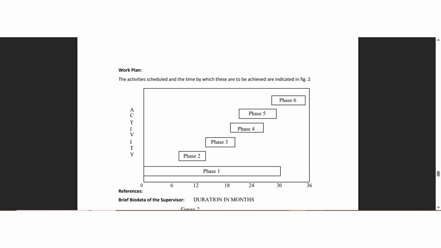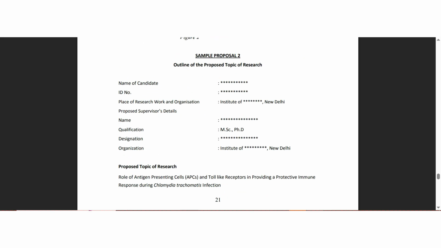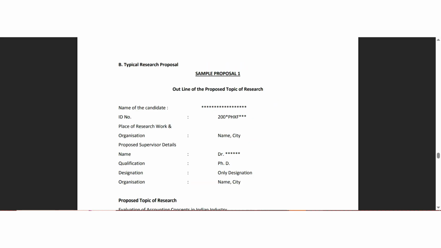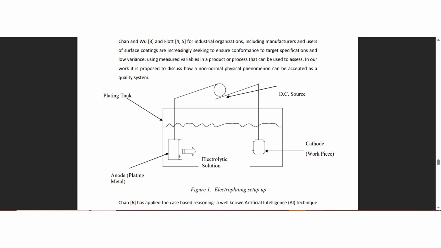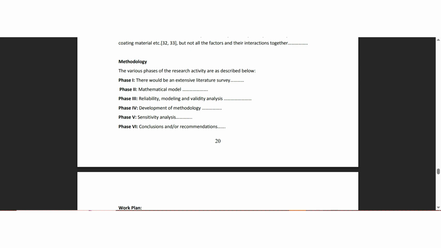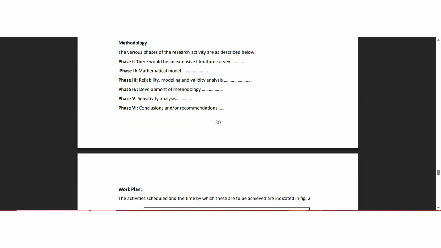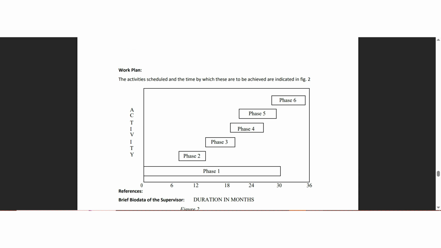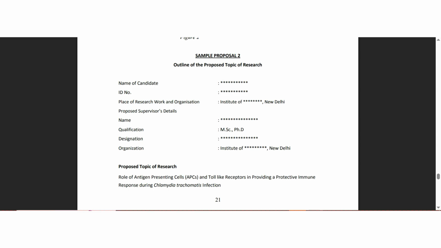Then you have the literature. You can see how it is written. There are diagrams which are given, and these diagrams are referenced in the references section. Then you have the gaps which are written in existing research. Then you have the methodology which is given phase wise. So phase 1 to phase 6 is generally considered for this particular proposal. I want you to take a note of the work plan. It is a kind of histogram or a bar diagram. And then you have the references and other details.